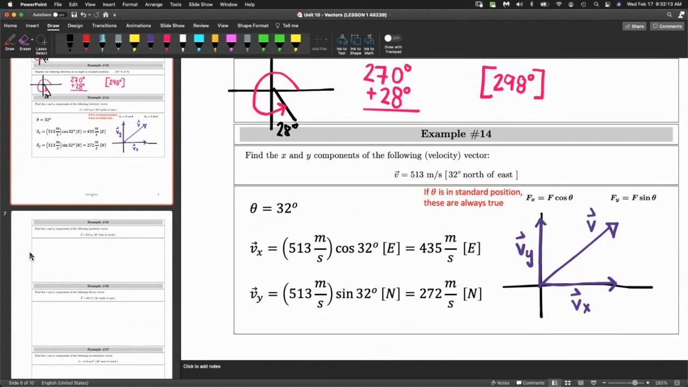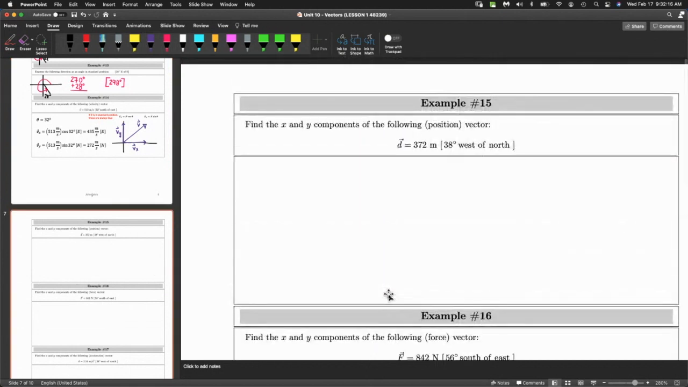So let's do the next question. Here we go. So we have 38 degrees west of north. I'm going to draw my axis over here. Now 38 degrees west of north is somewhere here. So what's this angle here? Can someone give me that angle? What is that angle there? That's right, Gianluca. 128 degrees.